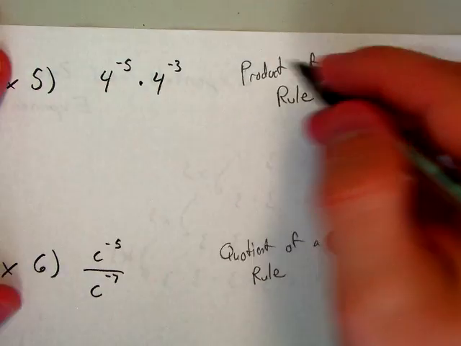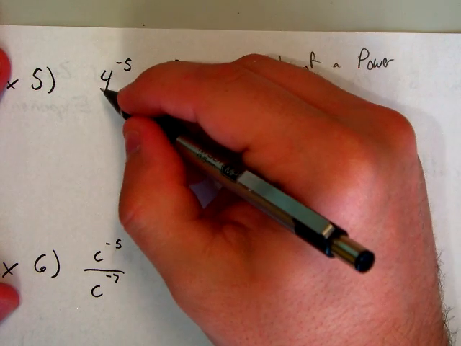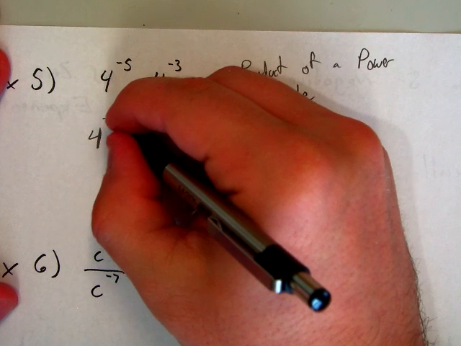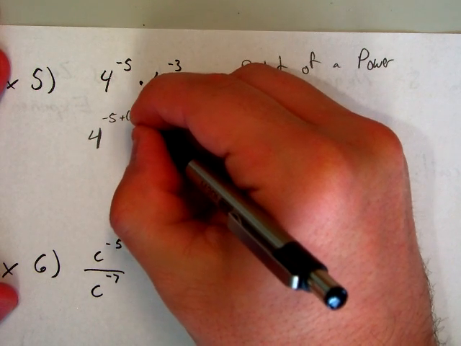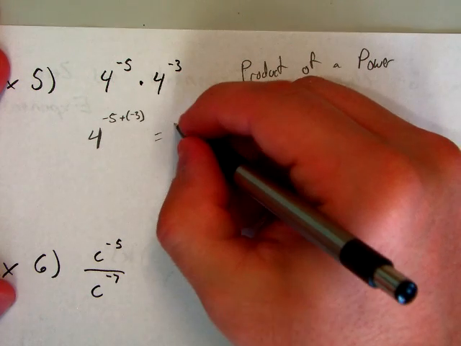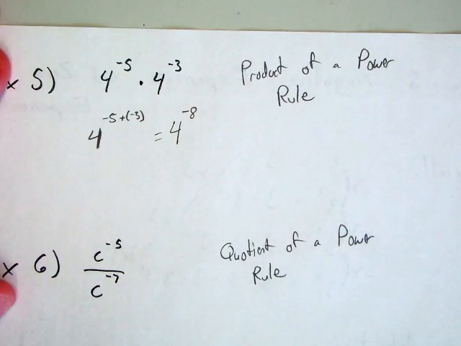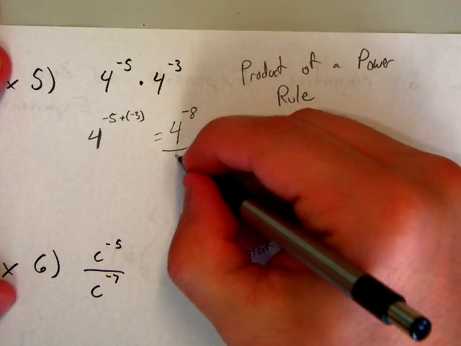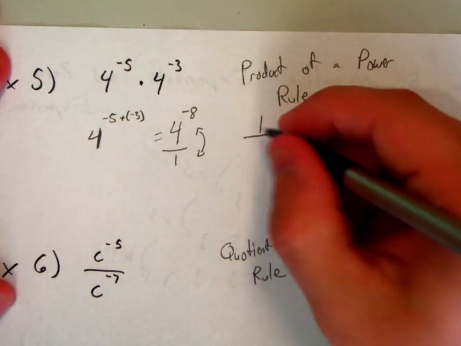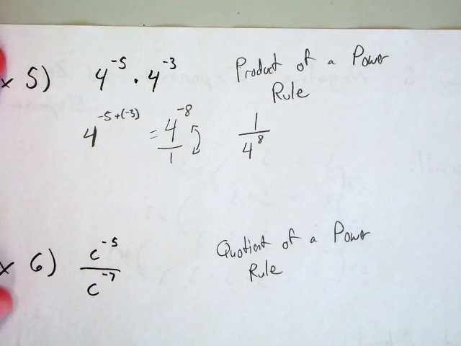So in example 5, product of a power rule says if I have the same base multiplied together, I add the exponents. So this becomes 4 to the negative 5th plus negative 3. Negative 5 plus negative 3 is negative 8. Now, if I wanted to rewrite this as a positive exponent, again, this is as if it's in the numerator, so I need to flip it to the denominator. So I have 1 over 4 to the 8th. The exponent is now positive because I flipped from the numerator to the opposite part, the denominator.